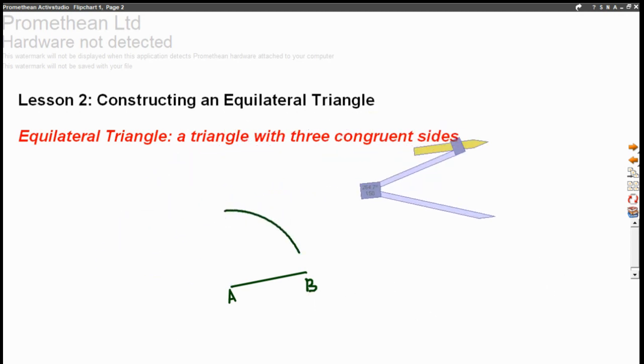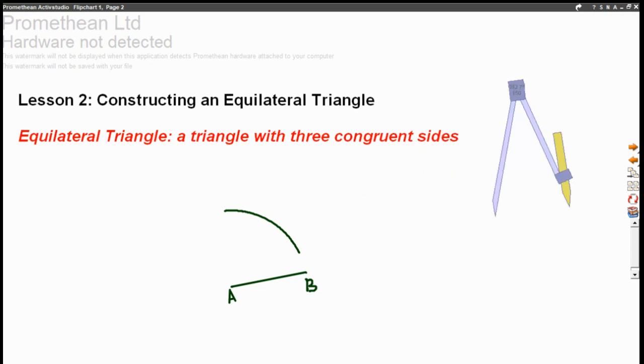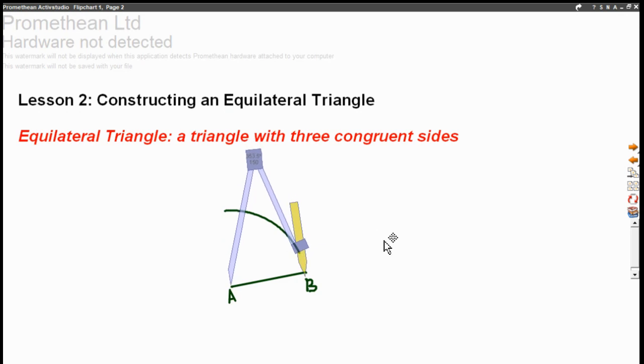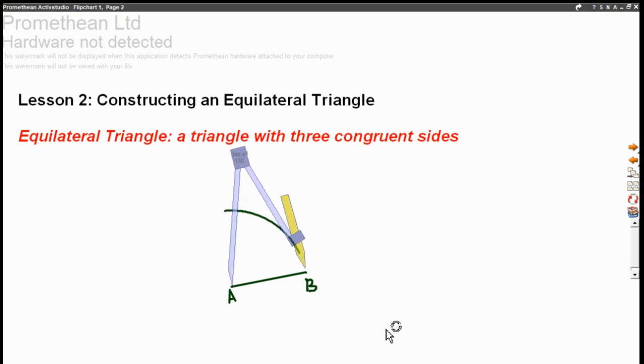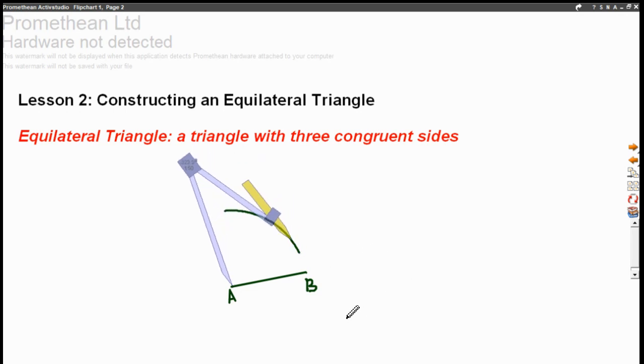So I know that if I pick any point on that arc, any point, that point to point A, because this is important here, I started with my pointed part on A, right? If I pick any point on this arc and connect it to A, it will be a radius of this circle. And that radius will be the same exact measurement as this segment AB. So I know that my point C is somewhere on this arc. I just don't know where yet.